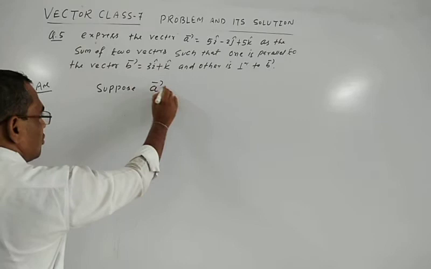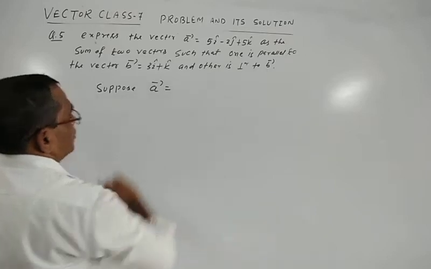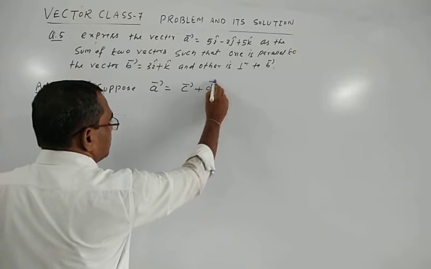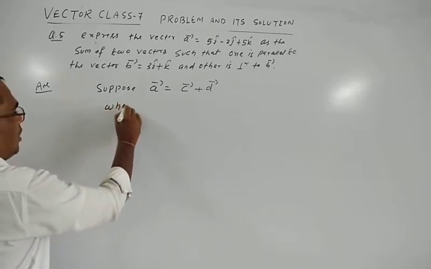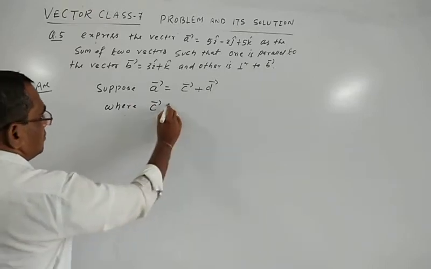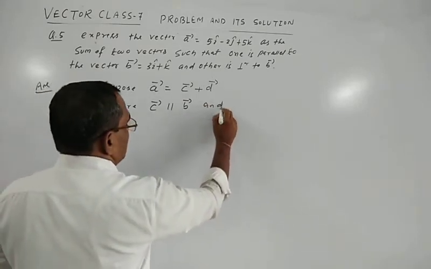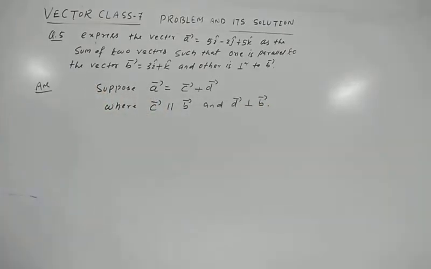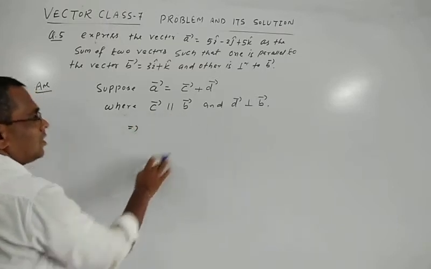Okay, now suppose a vector is equal to c vector plus d vector. We express the vector a vector as c vector plus d vector, where c vector is parallel to b vector and d vector is perpendicular to b vector.